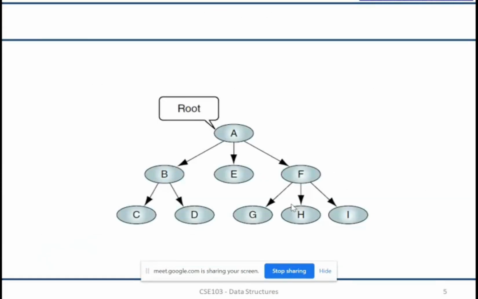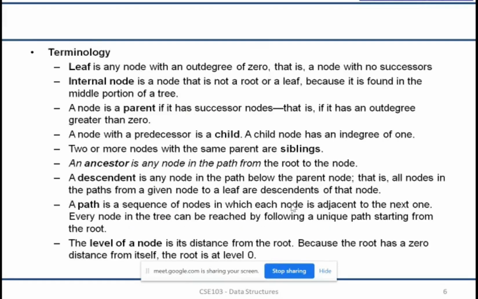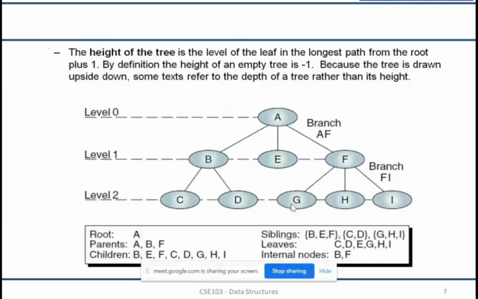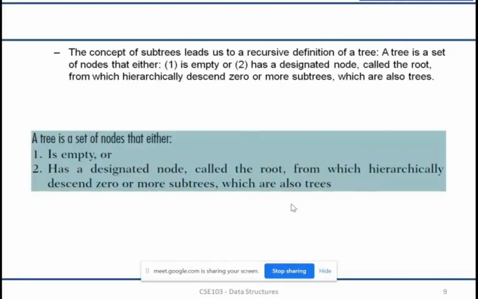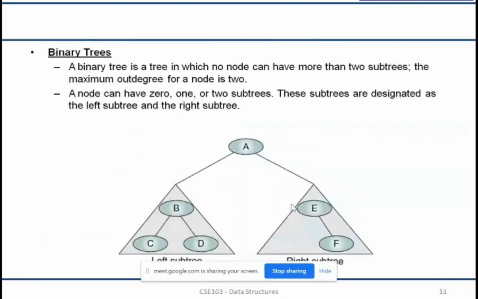Important terminology means the root of a tree, intermediate nodes, child nodes, ancestors, descendants, what a path is, what the level of a node is, and what the height of a tree is. All these things we discussed in our last session. Today's session we will discuss in detail binary trees. Last session we gave an introduction to binary trees.